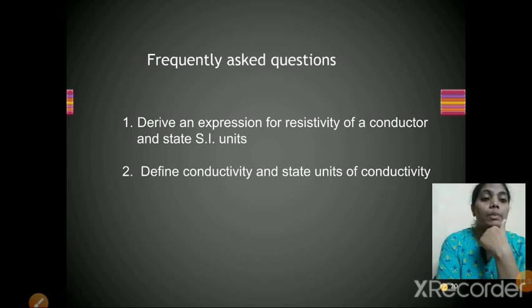We learned about specific resistance, which is also known as resistivity, and also we learned about conductance, which is reciprocal of resistance, and the reciprocal of specific resistance is specific conductance, which is simply reciprocal of resistivity, that is conductivity.